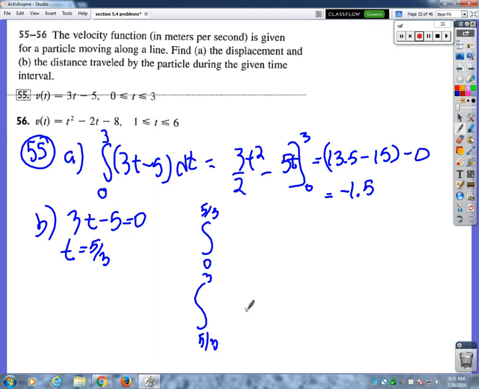Okay, so what I failed to mention is when the particle is moving to the left, since we want distance to be positive, we have to take the integral not of 3t minus 5, but we have to take the integral of negative 3t plus 5. Because it's moving to the left, which is negative, and we want distance to be positive, so we have to switch everything around. You found that out for the negative 1.5, right?